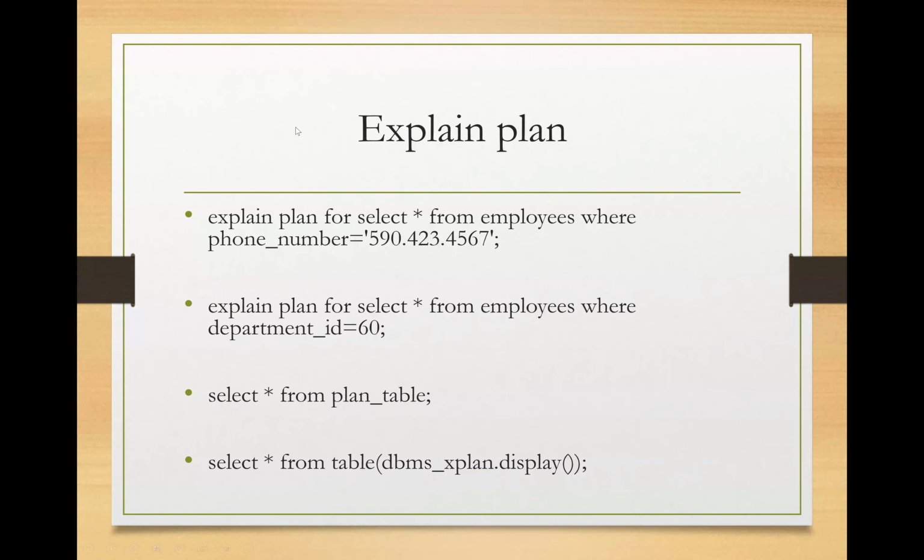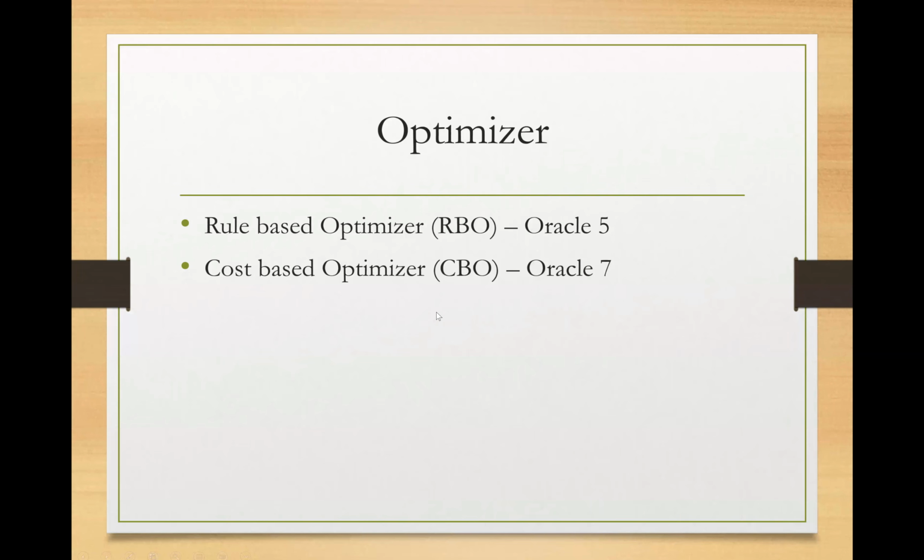So if you put explain plan for, you always have to put a select statement, to see how the select statement is running. Optimizer: we have two optimizers. One is rule based optimizer, another one is cost based optimizer. Nowadays we are using only cost based optimizer.